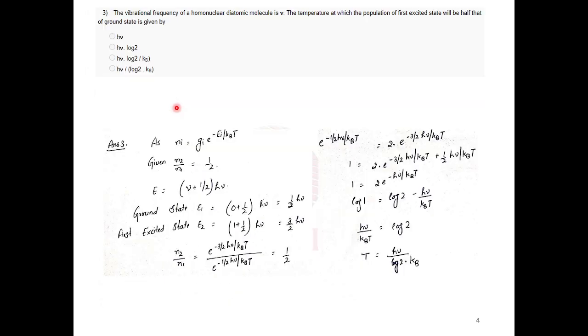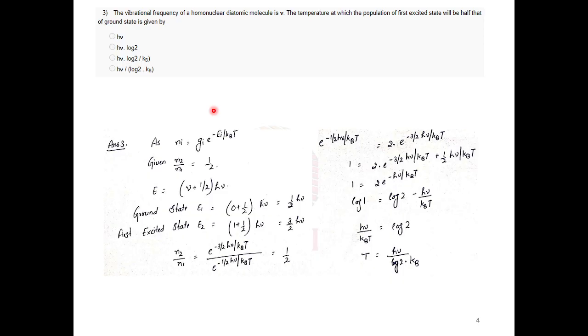This was a problem with the solution. Okay, so in this question the vibrational frequency is given. From there you need to calculate the temperature at which the population of the first excited state is basically half of the ground state.